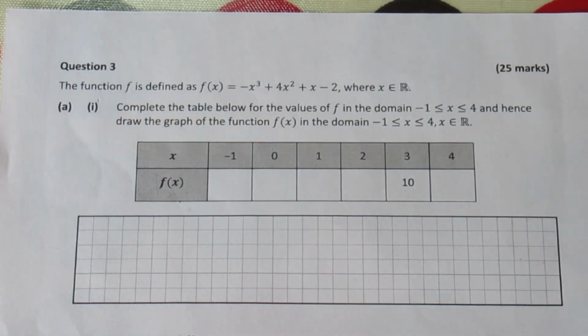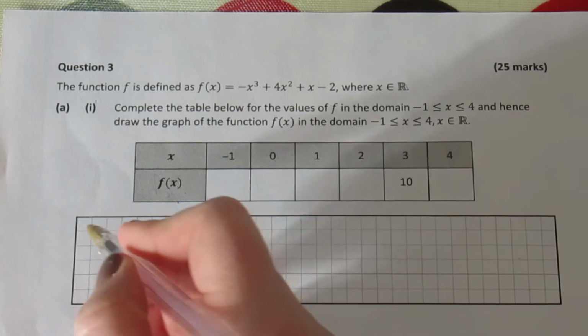Part I says, complete the table below for the values of f in the domain -1 to 4. So that means that they want you to only worry about the x values between -1 and 4, and hence draw a graph of the function. Let's just worry about filling out the table at the minute.